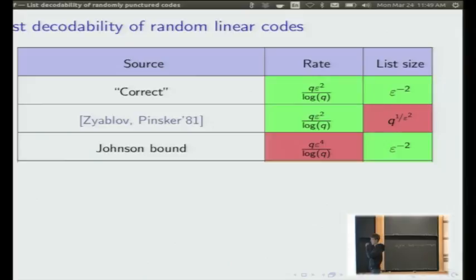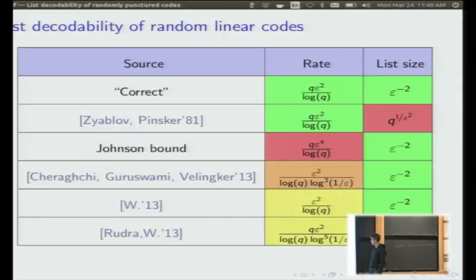This was open for a long time. I guess it was first formally asked by Elias in 1991 what the list decodability of random linear codes was. More recently, there's been some progress. Cheraghchi, Guruswami, and Velingker have this really nice result where they show that you can keep the good list sizes and improve the rate nearly to optimal.